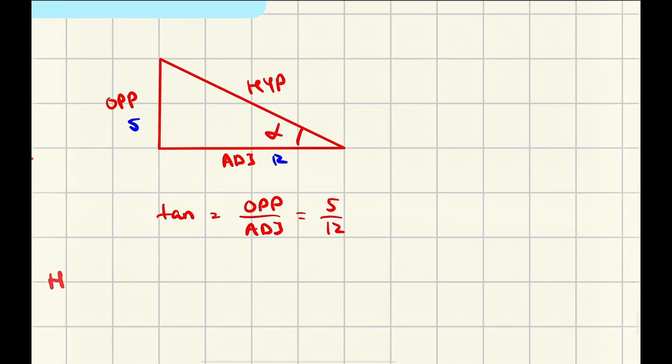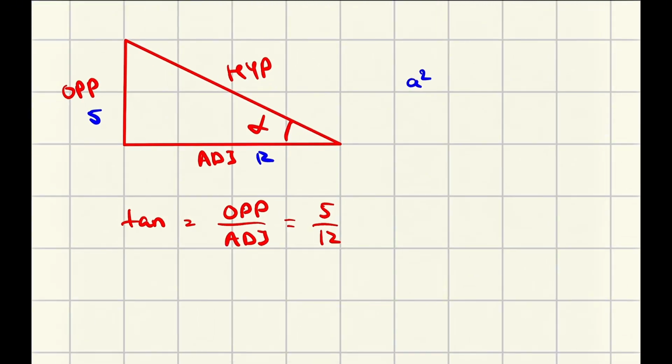we can apply the Pythagorean theorem, which is a squared plus b squared equals c squared. So 5 squared plus 12 squared equals c squared, and it will be just 169 equals c squared, and c would be just 13, perfectly 13. This side would be 13.